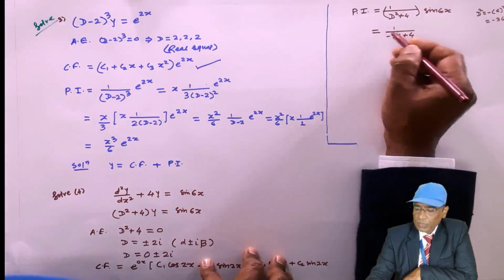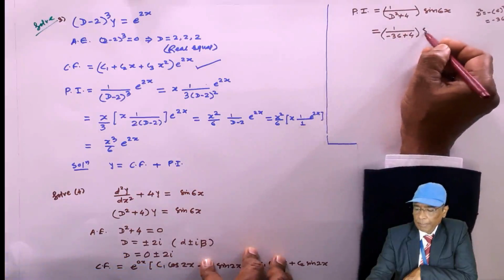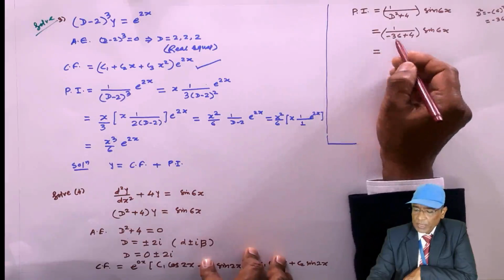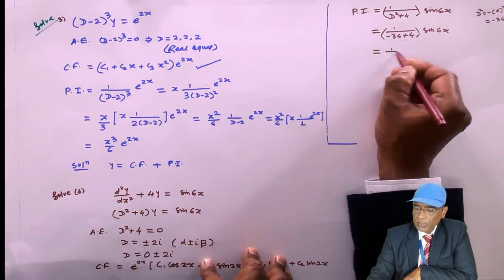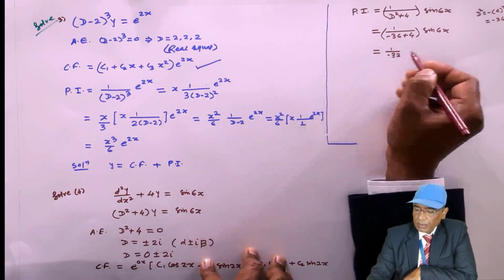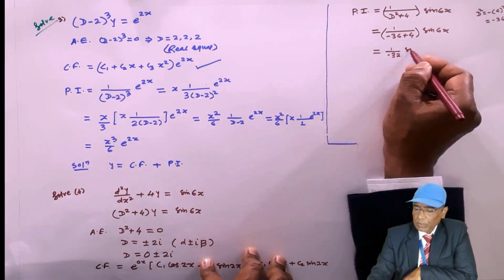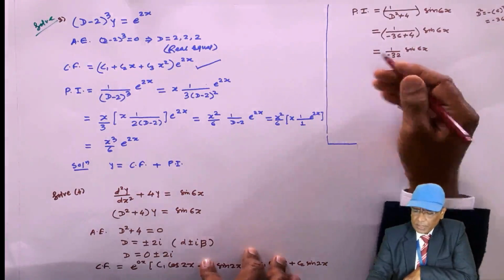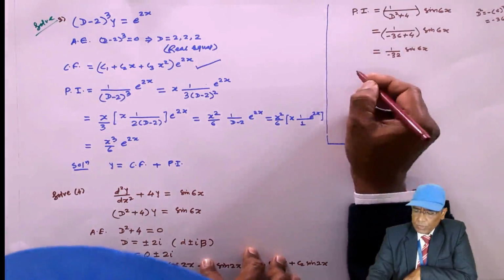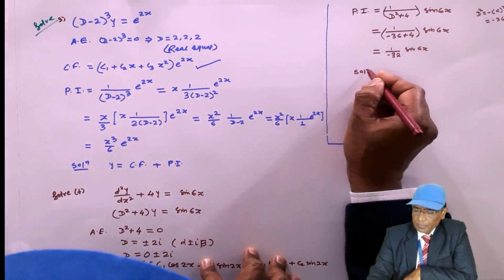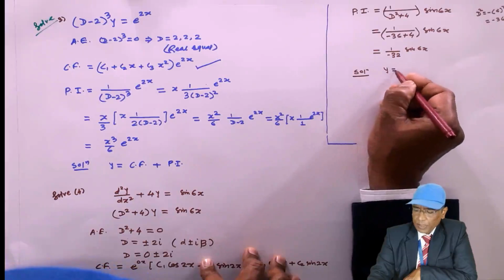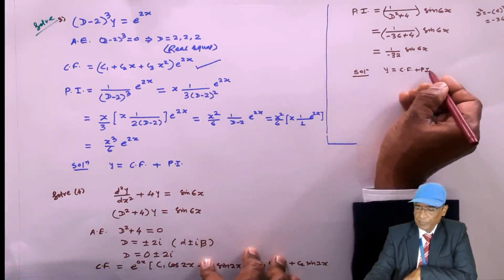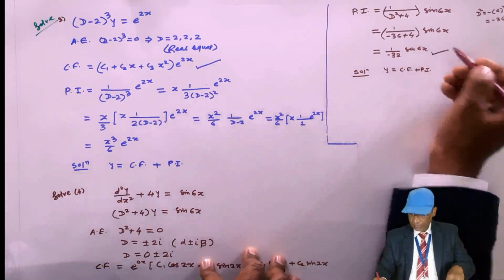Okay, let us see what happens. Now, minus 36 plus 4 is minus 32. We don't get 0 here on replacing D square by minus a square. The operator is operated. This is the particular integral. The solution is what? Y equal to CF plus PI. This is the solution. This is PI and this is CF.